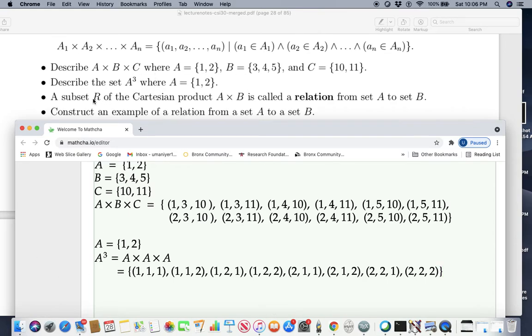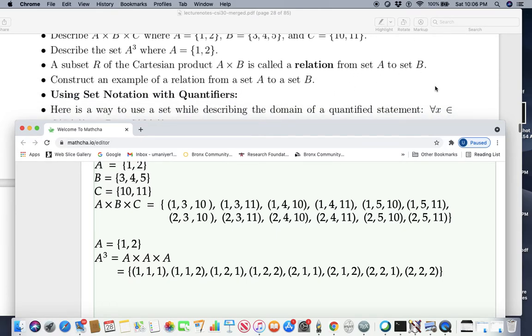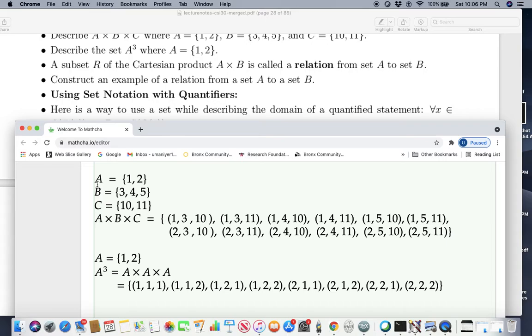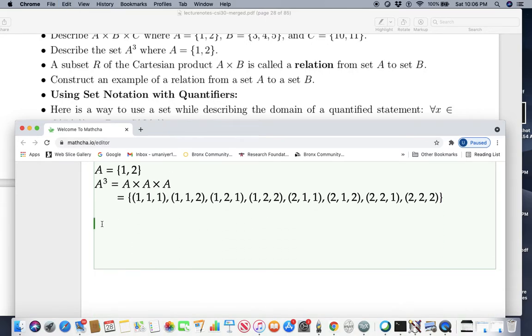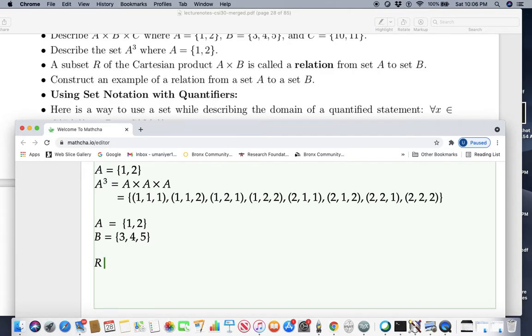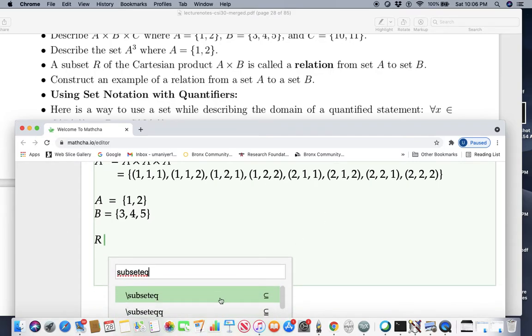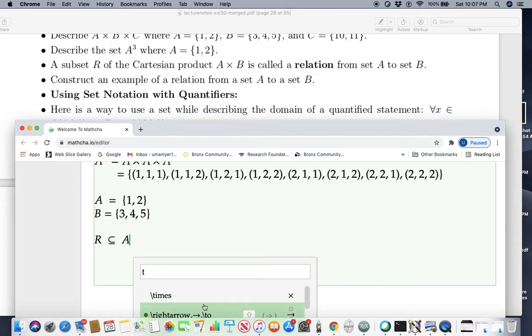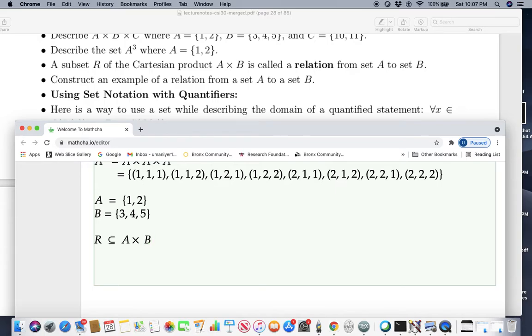All right. A subset R of the Cartesian product A cross B is called a relation from A to B. Construct an example of a relation from a set A to a set B. So let's take A to be 1, 2 and B to be 3, 4, 5. So R should be a subset of A cross B.